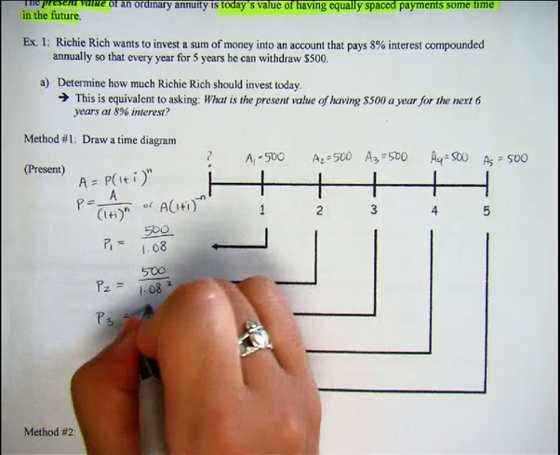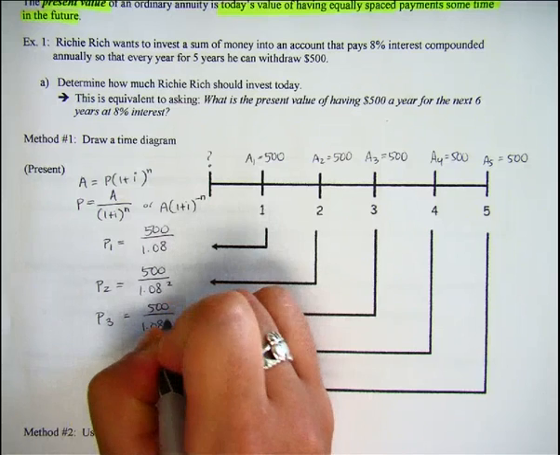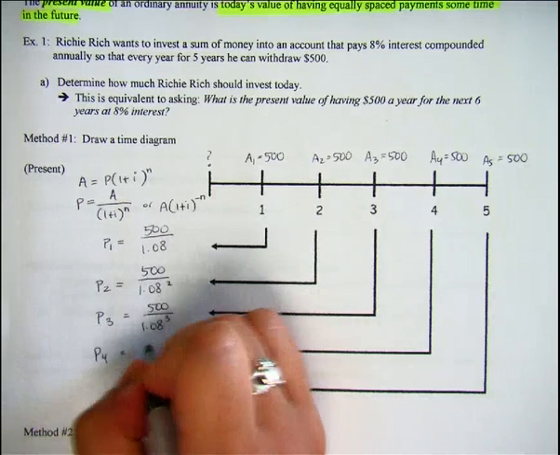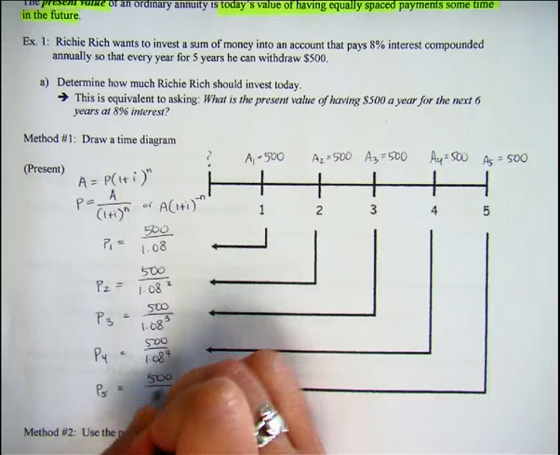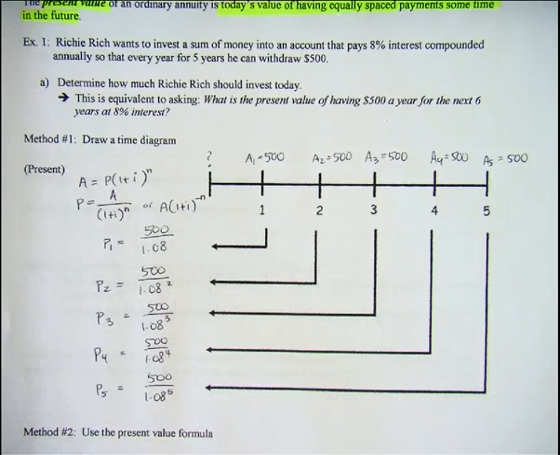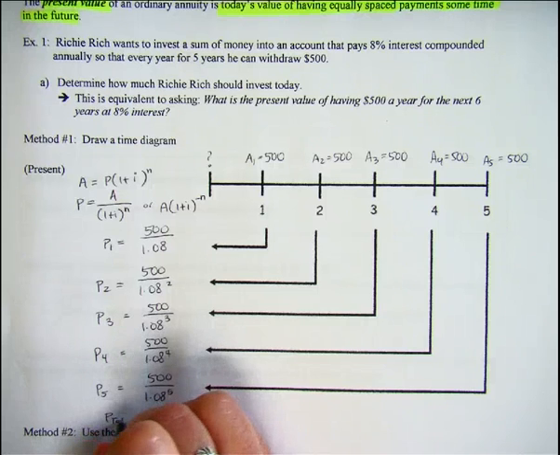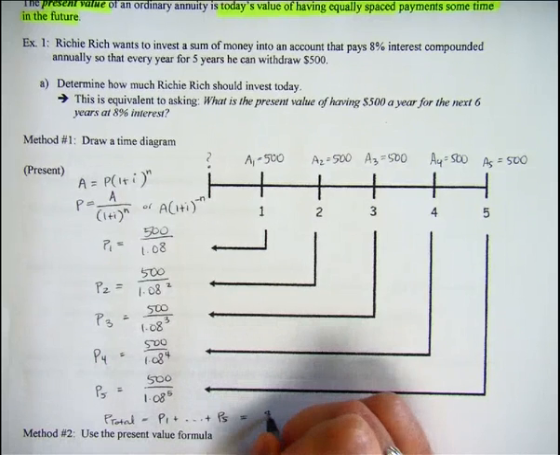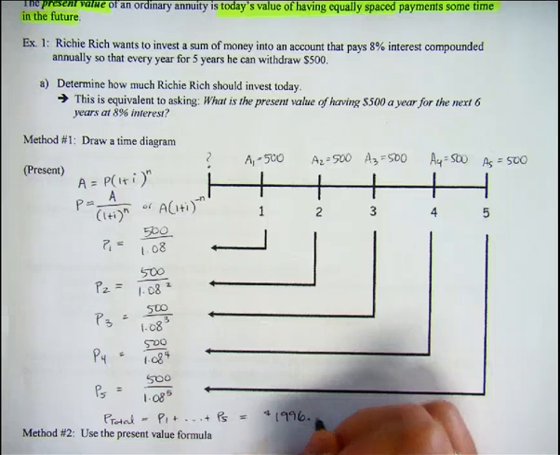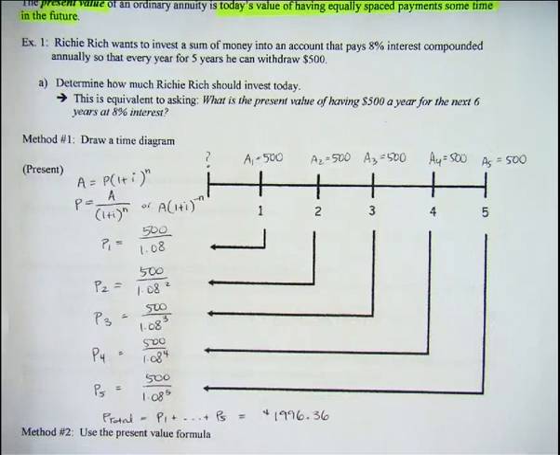Okay. So continue this pattern for the third year. The exponent on 1.08 will be 3. For the fourth year it will be 1.08 to the exponent 4. And for the fifth year, 1.08 to the exponent 5. Okay. If you actually put all of these numbers into your calculator and add them up, then you should get the total amount. So P1 up to P5, when you add them all up, you should get $1,996.36.